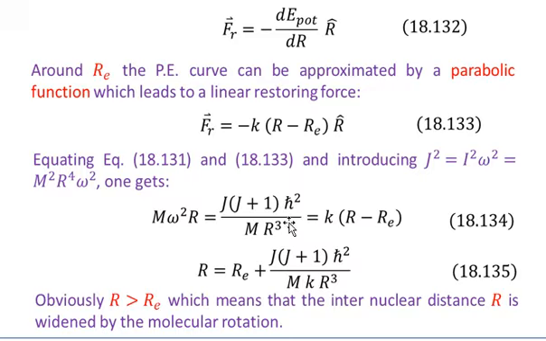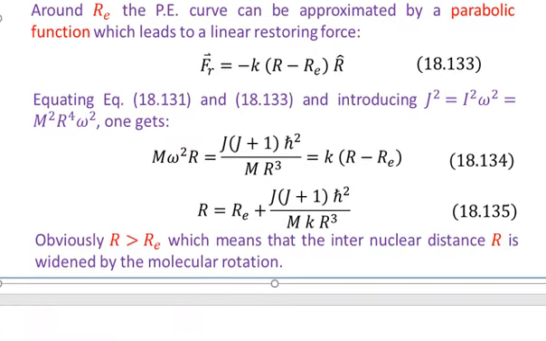Now you see that if you solve this equation for the value of r, you will get r equal to Re plus J into (J plus 1) h bar square over m k r cube. From this equation, it is obvious that r is greater than Re, which means that the internuclear distance r is widened by the molecular rotation.